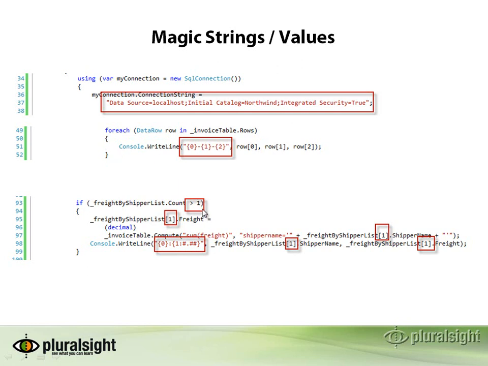Another section is using magic numbers. In this case, the number 1 is specified in multiple locations here without any indicator of why it is significant. And again, there's the use of formatting strings here that are repeated in multiple locations.